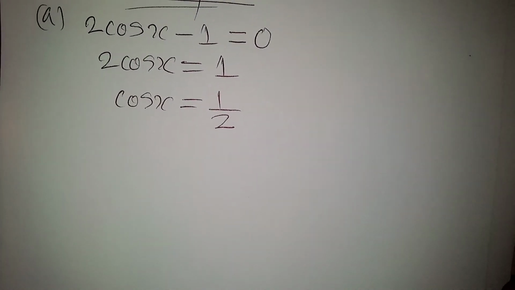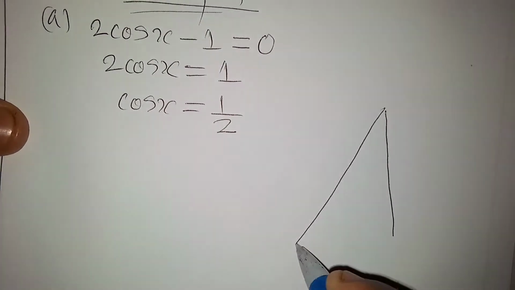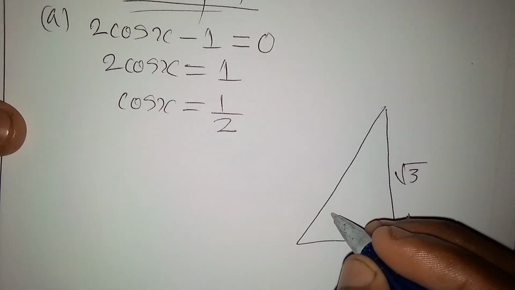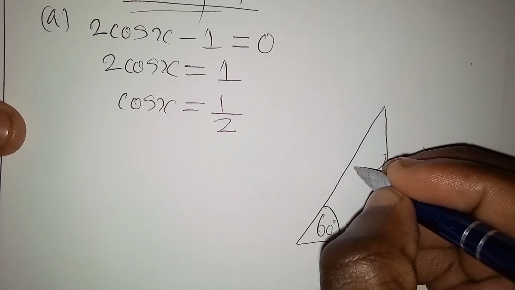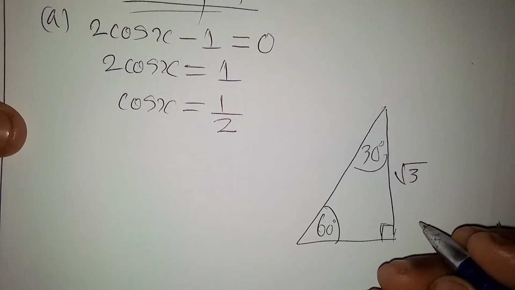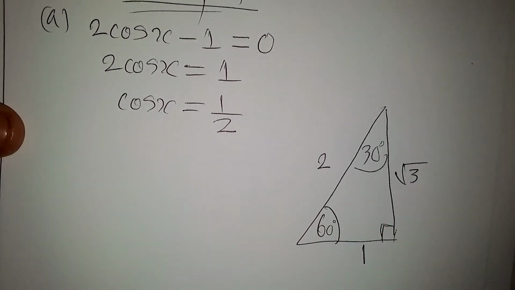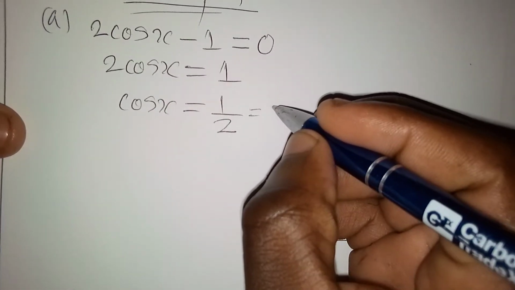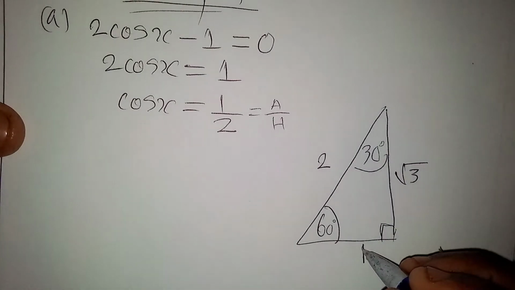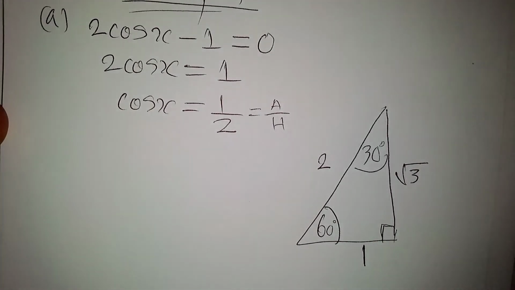If cos x is equal to 1 over 2, at which angle is cos x equal to 1 over 2? We can check here on this triangle. Here that's root of 3, here that is 60 degrees, here that is 30 degrees. So the only possible angles are 30 degrees or 60 degrees. This is 1, this is 2. Cos is equal to adjacent over hypotenuse. So if this is our adjacent, and our adjacent is 1, then the angle we're dealing with is 60 degrees.